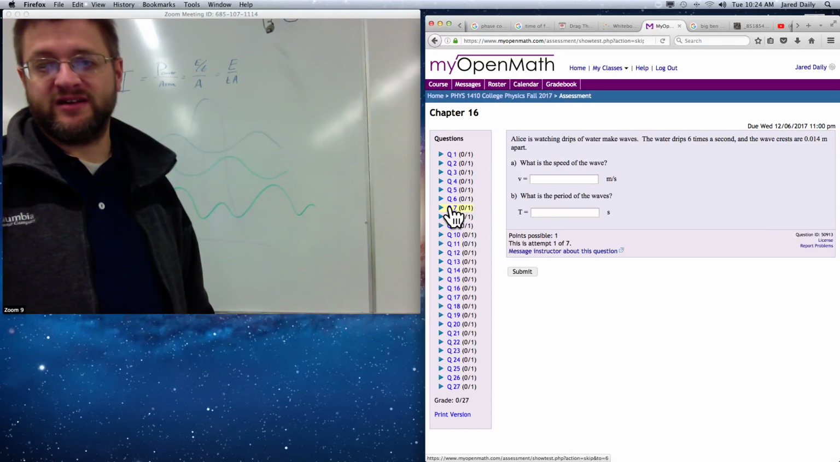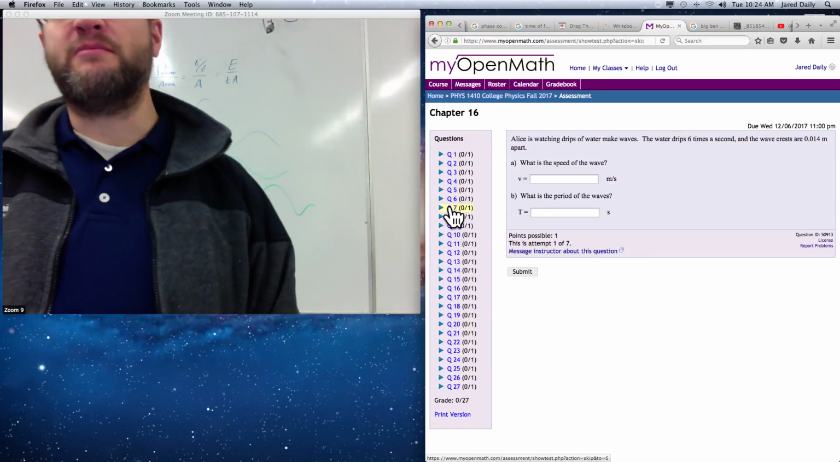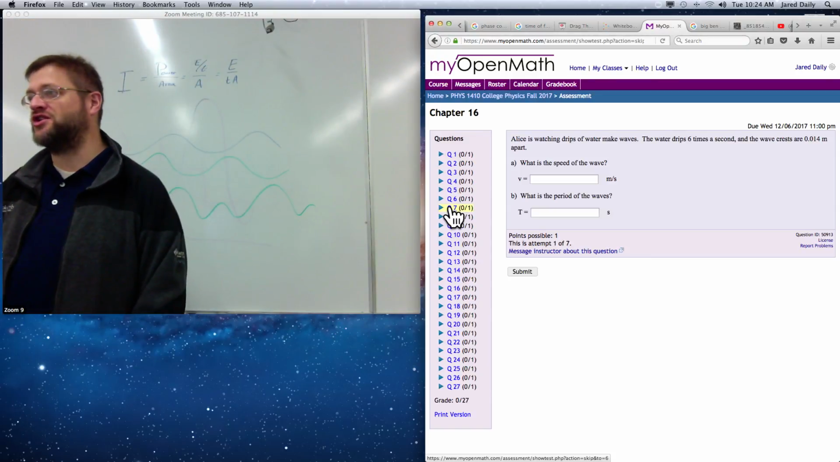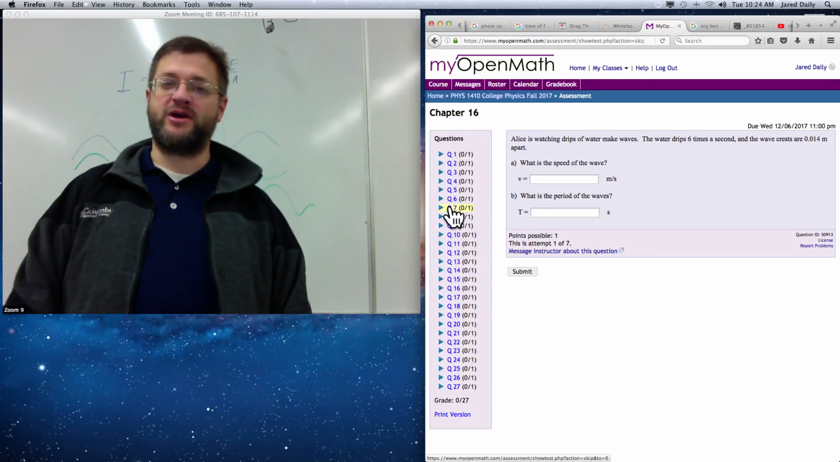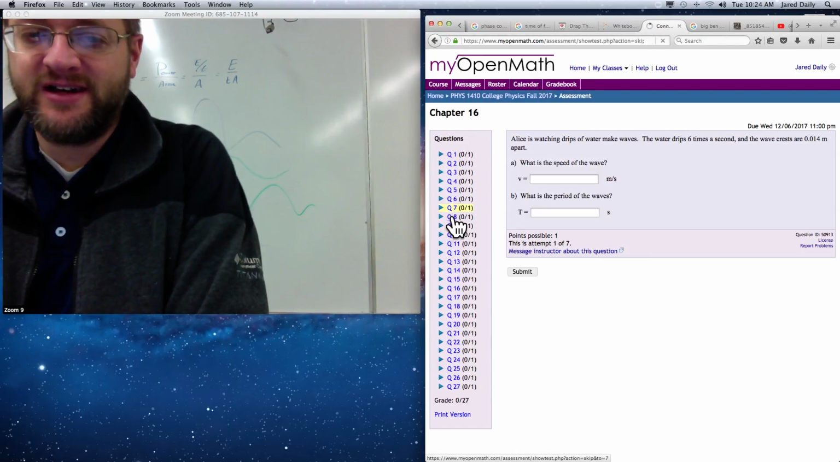Number 7, 6 times per second is the water dripping. The waves are certain meters apart. That tells you the wavelength. So you know the wavelength and period. Wavelength divided by period is velocity, right, of the wave.